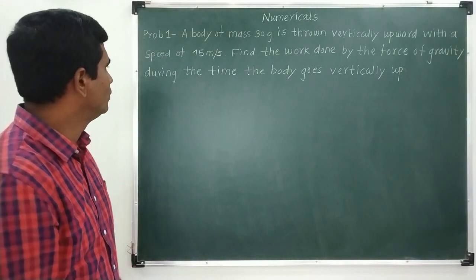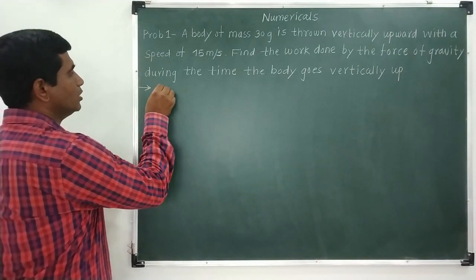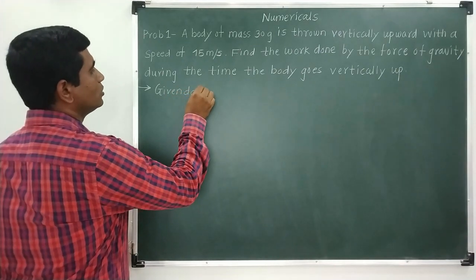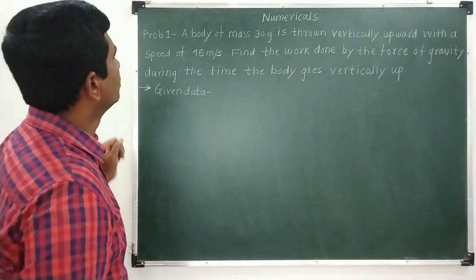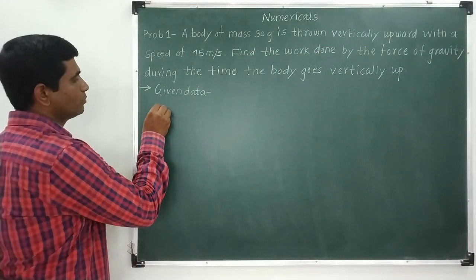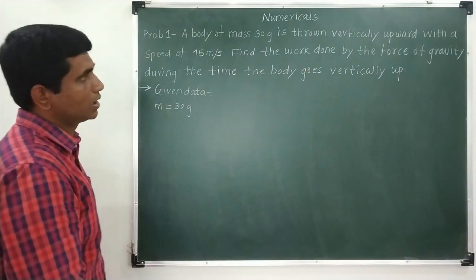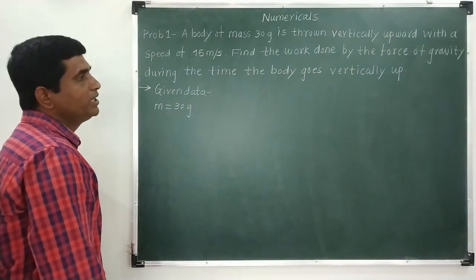So first of all we'll go through the problem and then we will try to find out what is given in the problem. Okay, so let us start. The body of mass 30 gram. Okay, so the mass of the body is given, so m is equal to 30 gram. Is thrown vertically upward with a speed of 15 meters per second.